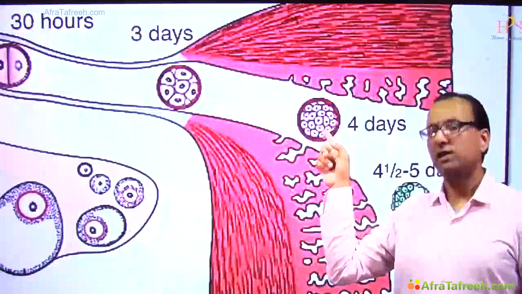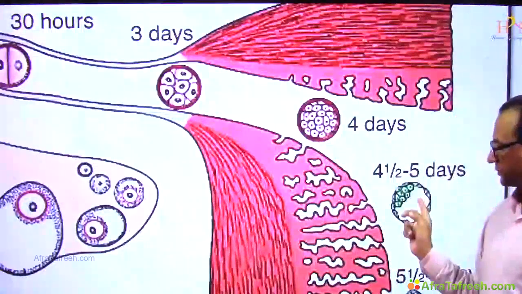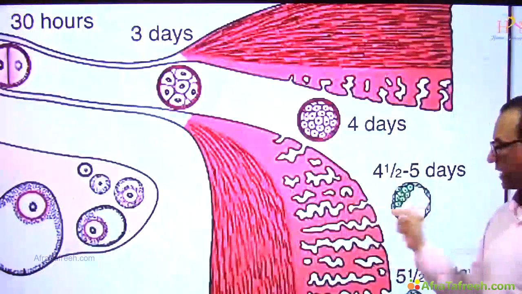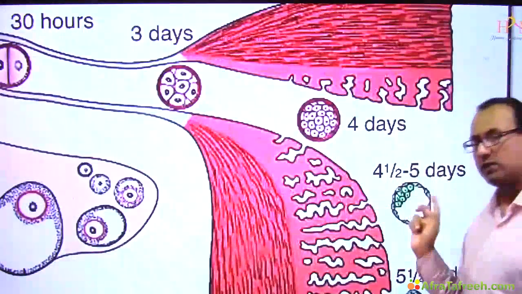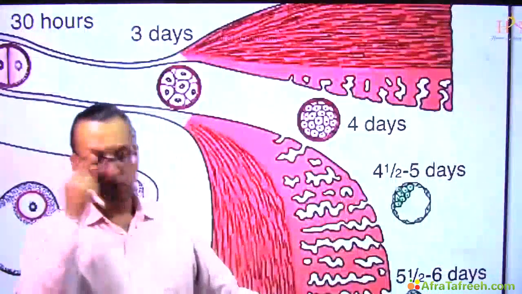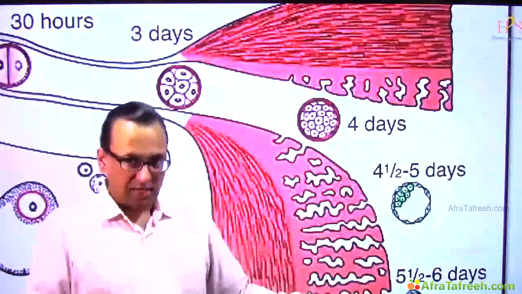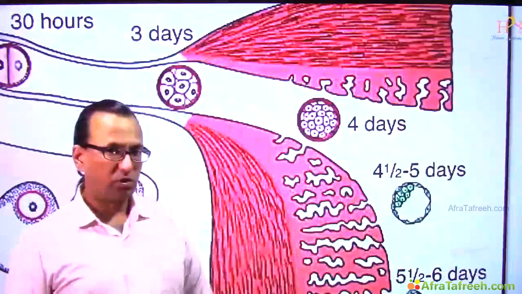It is more than 16 cell stage, and then it will become the blastocyst by day number 5, and then this blastocyst is going to attach to the endometrium on day number 6. So it is attaching to the endometrium on day number 6. This is the diagram which we are supposed to draw now.